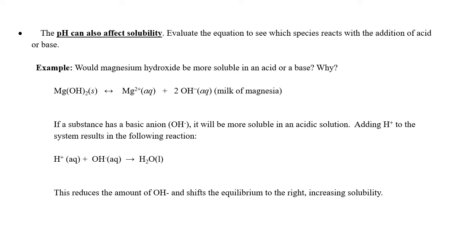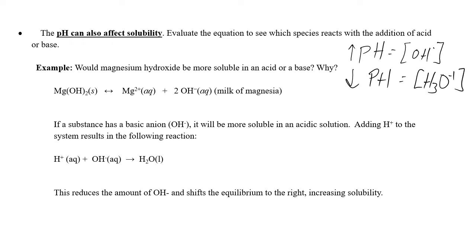pH can also affect the solubility. Let's take a look at the equation below. Now remember, a high pH means you have a greater concentration of hydroxide ions, and a low pH means you have a greater concentration of hydronium. So the question is, would magnesium hydroxide be more soluble in acidic or basic conditions, and why?